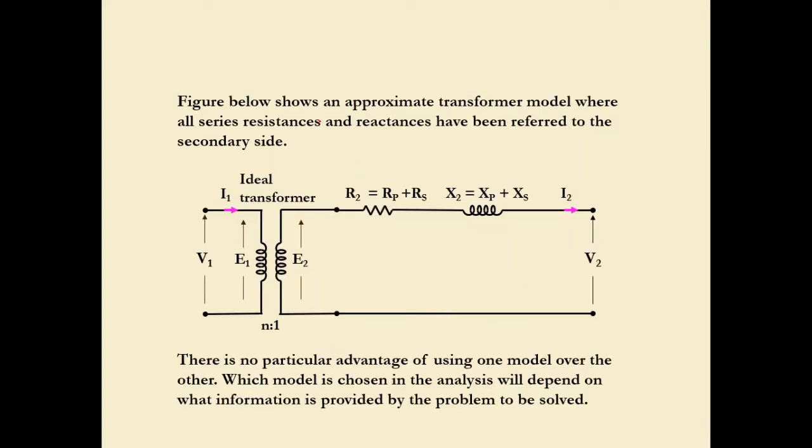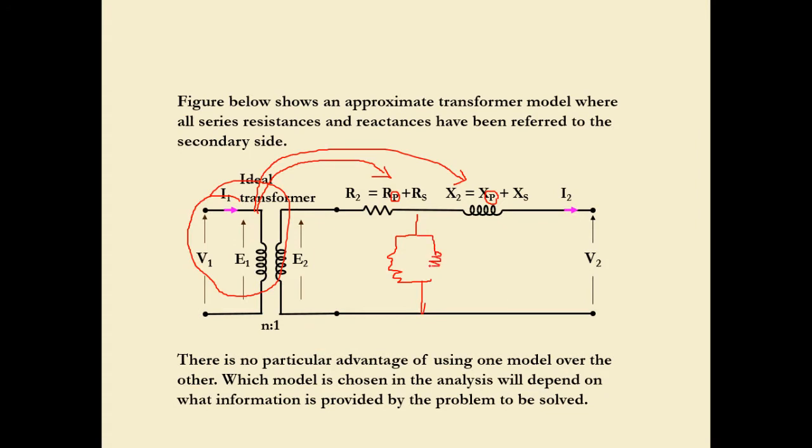On the other hand, the figure below shows an approximate transformer model where all series resistance and reactance have been referred to the secondary side. This is vice versa of what we have seen earlier. There are no series resistance or reactance losses on the primary side, as we have shifted everything to the secondary. So R2 equals RP plus RS, where RP comes from the primary part, and X2 equals XP plus XS, again the XP coming from the primary part. At the same time, there is no longer an excitation branch.